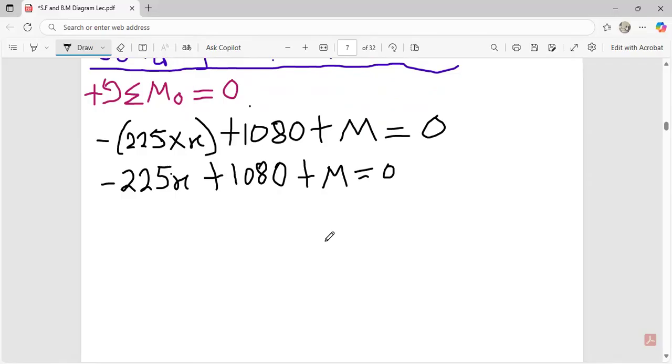From here, we only have to group like terms to make life much easier for ourselves. We can maintain M over here and move the rest to the right-hand side. So our moment is equal to, if we move minus 225x, it's going to be positive 225x. The rule says that once you cross the equal to sign, your sign will automatically change. That is why it has changed from negative to positive. The 1080, if it crosses the equal to sign, is going to become negative because initially it was positive.